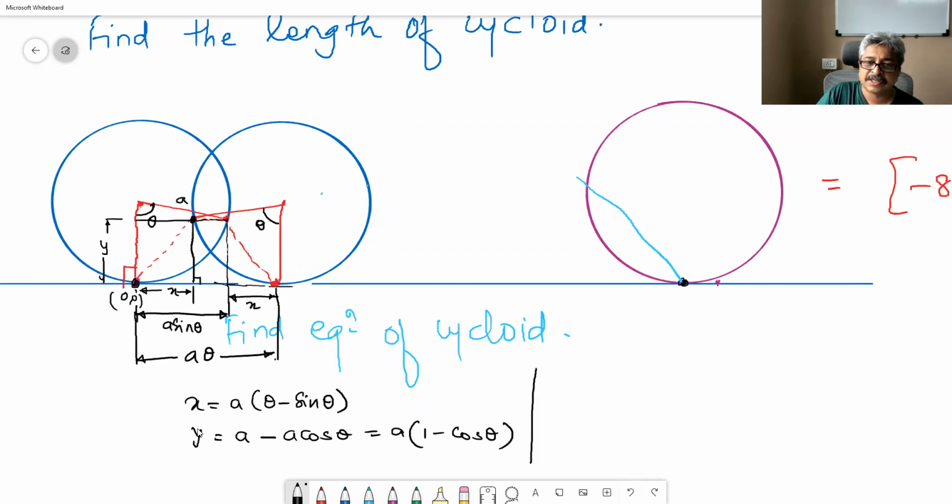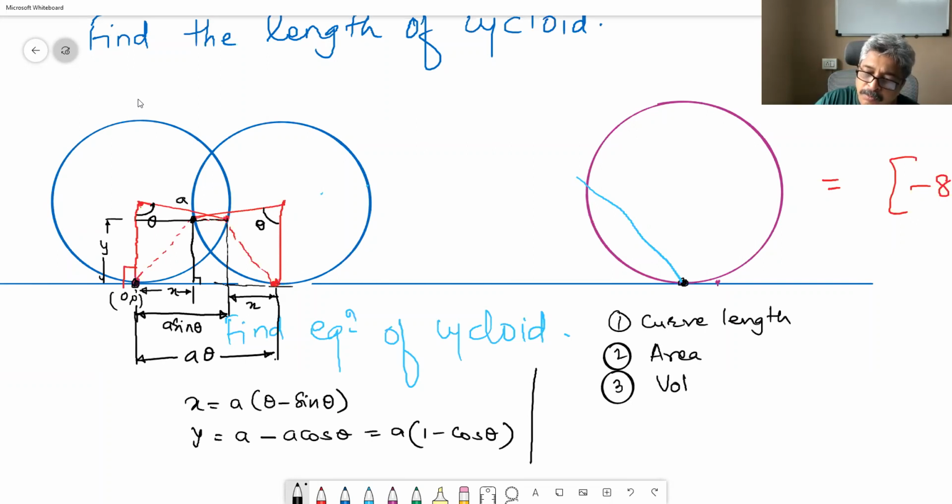Now having done this, will you do further calculations and get me the curve length? Now you are supposed to do three things. Get me the curve length, get me the area under cycloid, three things. One, curve length. Two, area, and three, volume around x-axis. Any questions in this diagram you can ask.